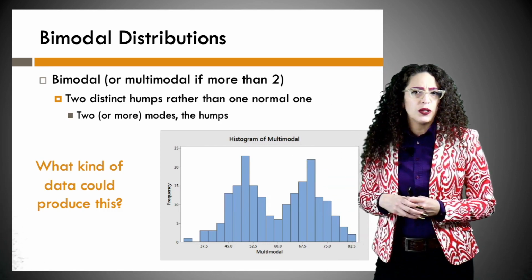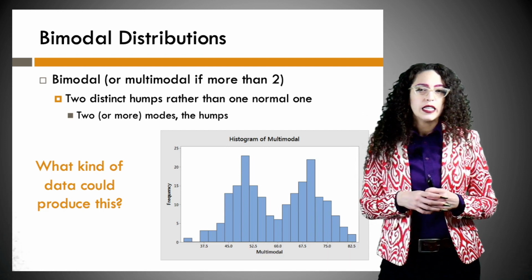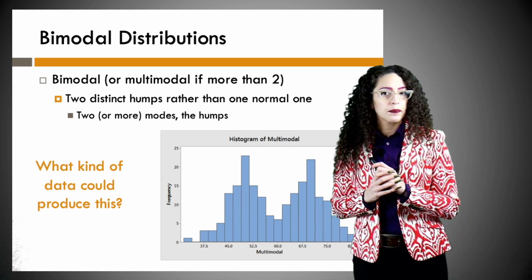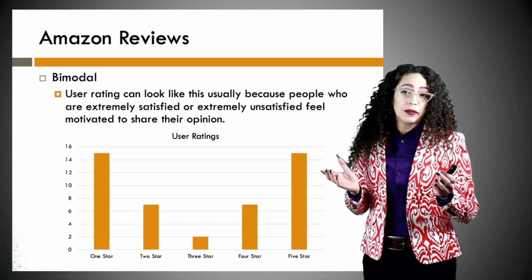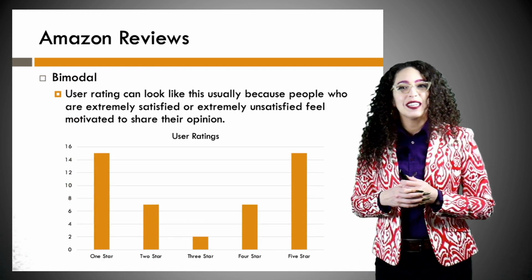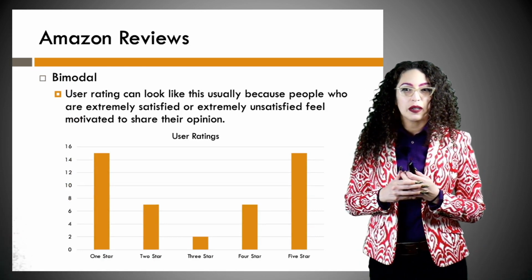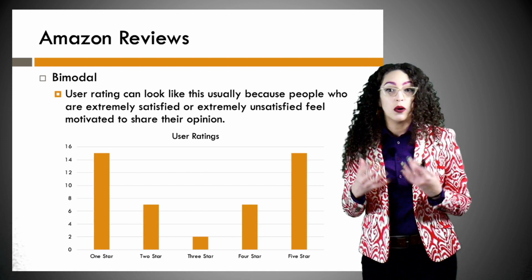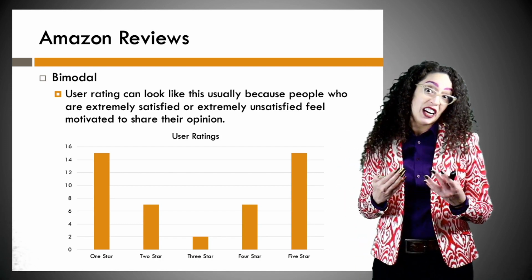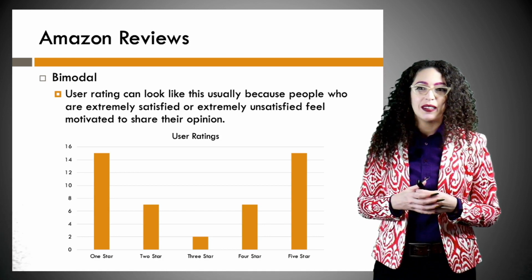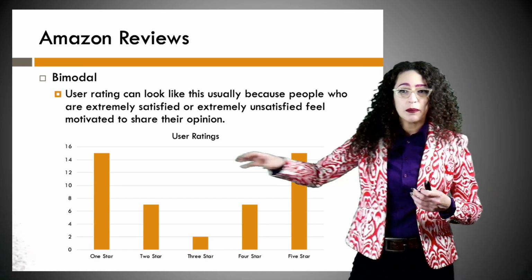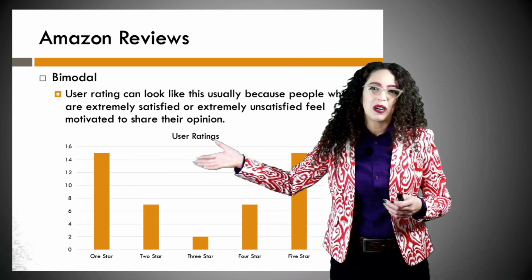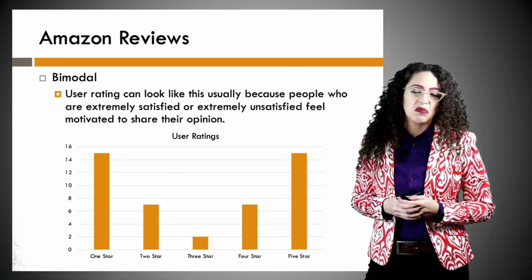What kind of data could produce something like this? Can you think of anything in your world where you might see data like this? Take a minute. All right, how about this? Who shops on Amazon? Sometimes user ratings can be one of these examples where you either really love something or you really hate it. And that's mostly because people who are motivated enough to go leave a rating, it's because they feel very passionate, either positively or negatively about it. So sometimes you get things like this, where a lot of people will rate it as really poorly, a lot of people will rate it as really highly, and then people who are lukewarm about it just don't take the time to even rate it.